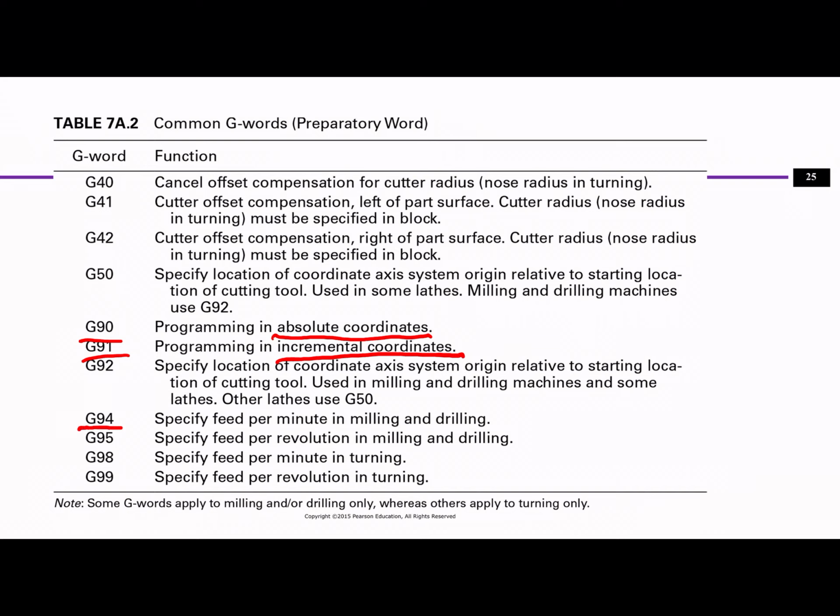Another set will be G94, G95, G98, and G99. Those are more machining parameters. For example, G94 is feed per minute in drilling and milling. With G95, you specify feed per revolution. Feed per revolution means, when the machine tool spins one round, how much it moves along its axis direction. So that's the feed.